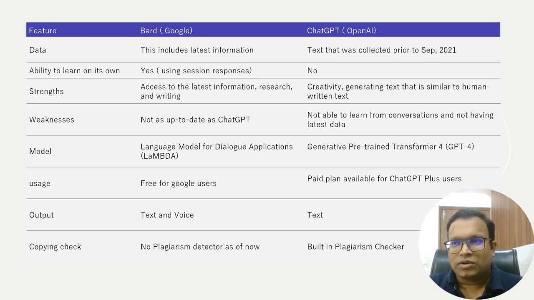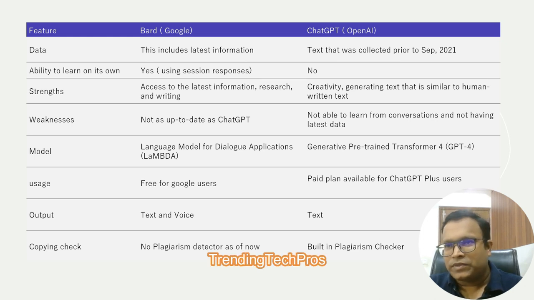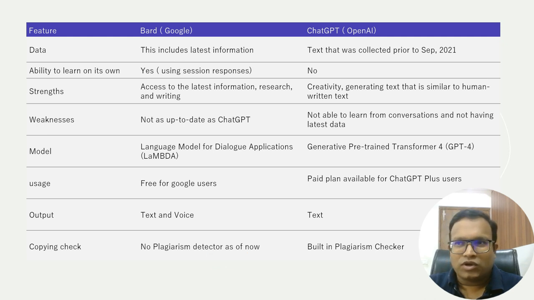Next we'll talk about the model that it is using. Model wise, the language model for Google Bard is LaMDA, Language Model for Dialogue Applications, and ChatGPT is using the GPT-4 model, which is Generative Pre-trained Transformer 4. As I mentioned, usage for Google Bard is free, while ChatGPT in general is also free, but for paid users, ChatGPT Plus is available, which you can make use of.